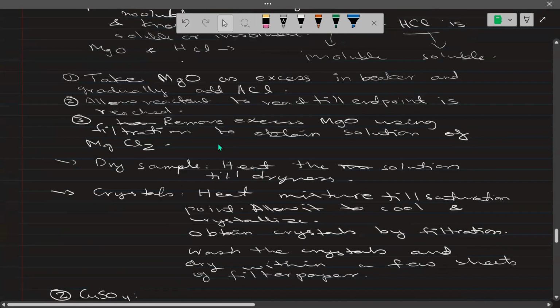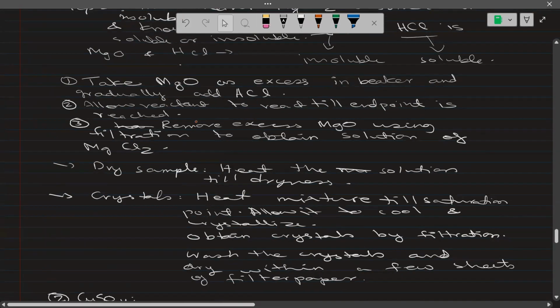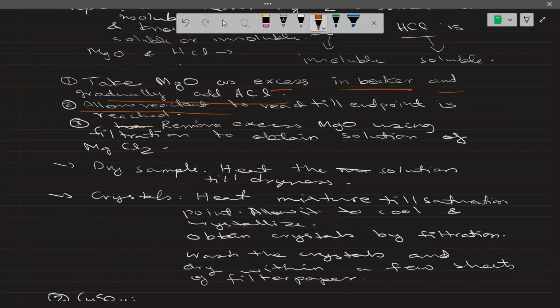Then we will take MgO as excess in a beaker and gradually add HCl. The second part is to allow the reactant to react till the end point is reached. The third thing we'll do is remove excess magnesium oxide using filtration to obtain a solution of MgCl2.